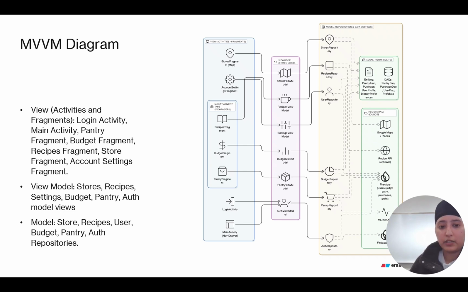So when we tie everything together, the user interacts with the view, for example presses login. The view model receives the event and calls the function in the repository, which communicates with Firebase to authenticate or fetch data. The view model observes the result and updates the UI state, and the view observes that state and updates the interface automatically. This is the overview we are following for our app.